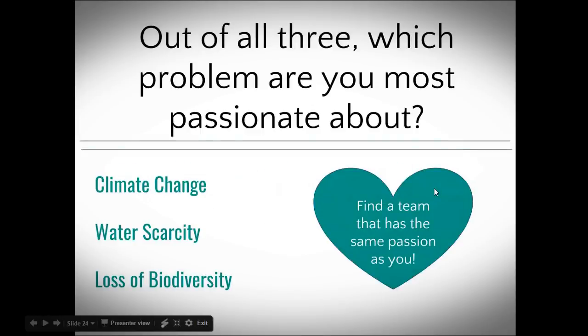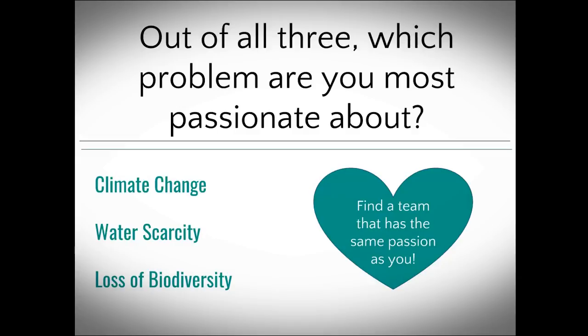Okay, so now we're assuming you have started this again. Each of you has your own individual problem set. So now we want to form teams based on your passion, or based on the problem that you want to work on. Yes, we may want to work with our friends, but it's more important that you find something that you're passionate about, because you don't want to work on a problem if it's not something that you really care about. So we have climate change, water scarcity, and loss of biodiversity. You're going to find a team that has the same passion as you.